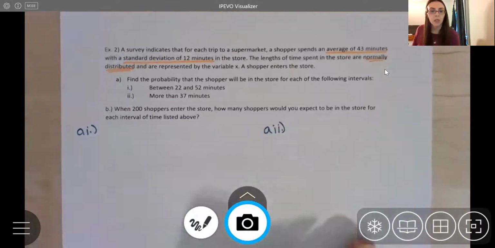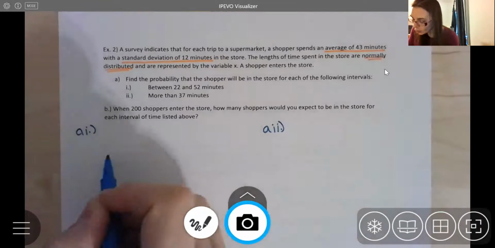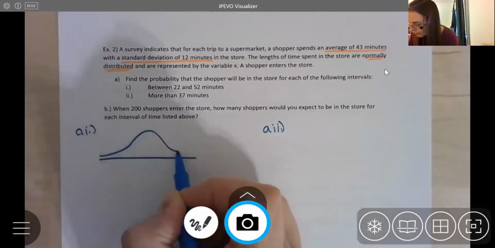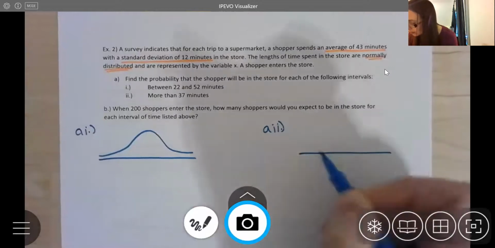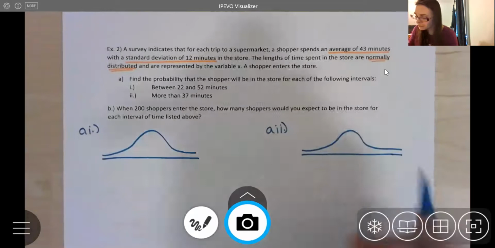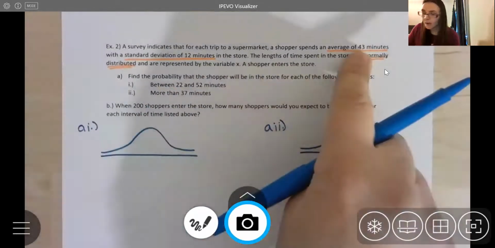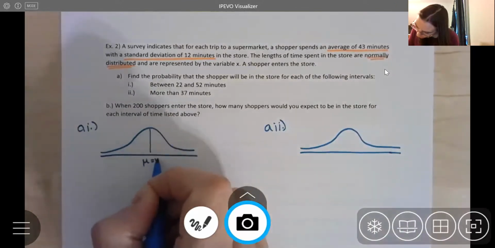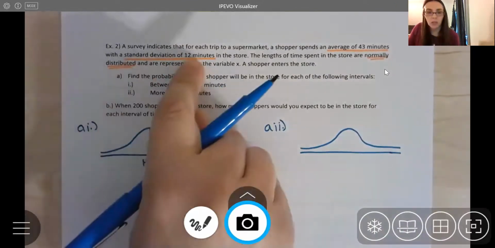All right, so I know it's normally distributed. I know I have a nice normal curve. I'm always going to start by drawing a picture. If you don't have to draw the picture, then that's fine. You don't have to always do a picture, but I just think it's so helpful. Now, our average is 43 minutes, so that's our mean. And our standard deviation is 12 minutes.